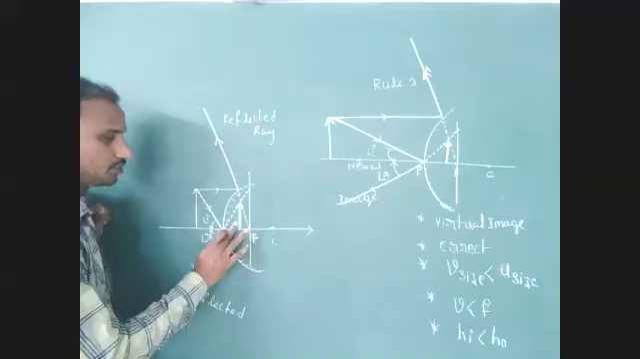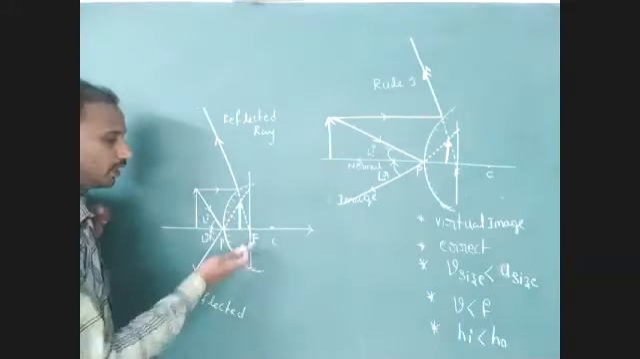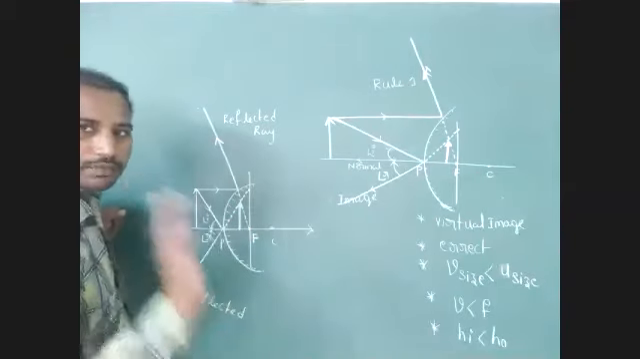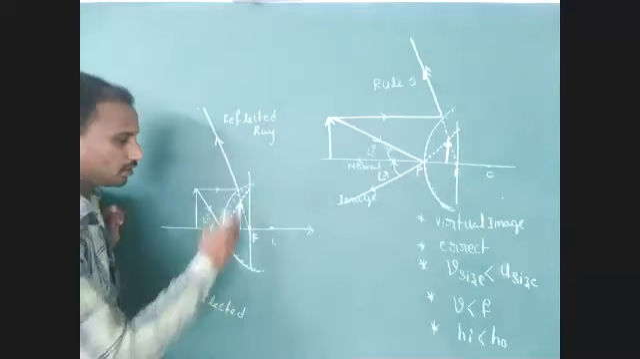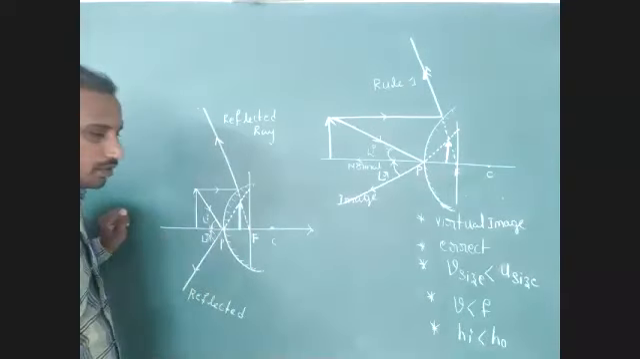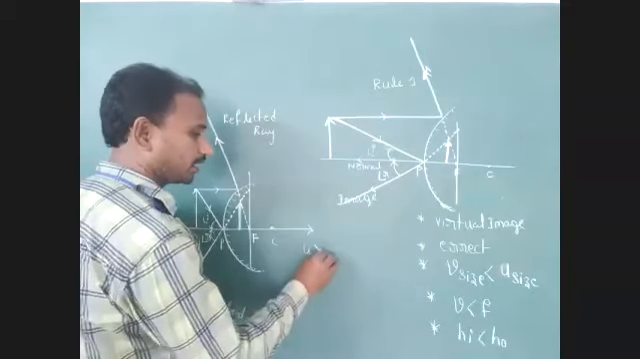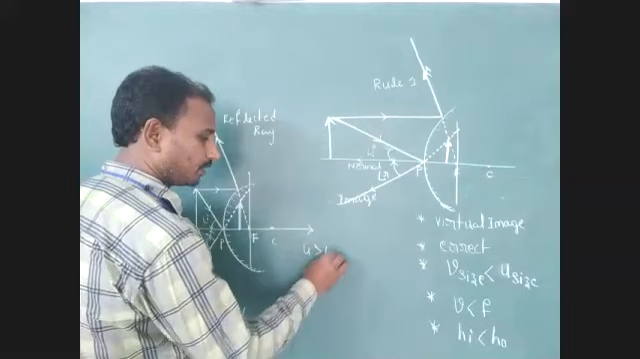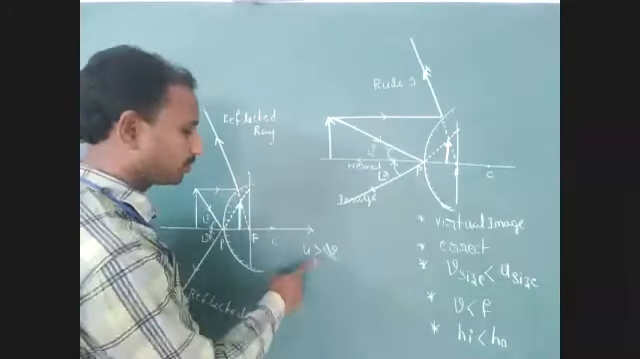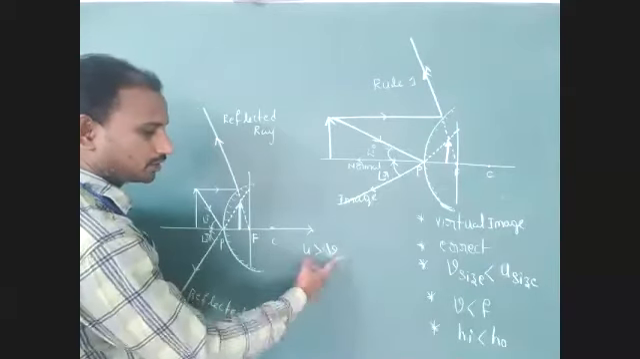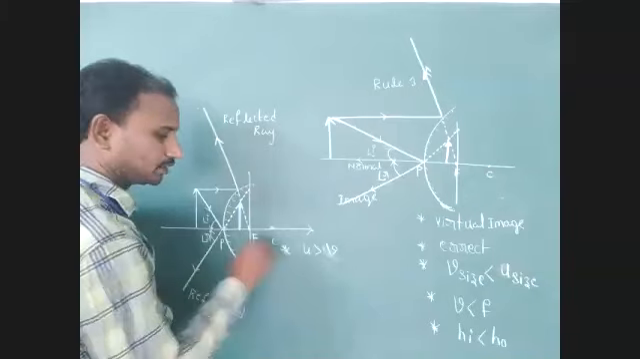This image is virtual image. This image is erect image. This image is diminished image. These all are characteristics of image. What are the characteristics? We have to identify object distance greater than image distance. Object distance we have to represent U, and image distance we have to represent V. Object distance more than image distance.